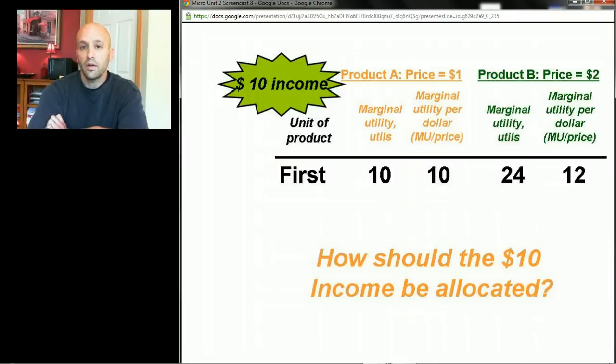The green side represents the information for good B. That first unit of good B is going to give him 24 utils. And since good B costs $2 each, he's getting 12 utils per dollar that he spends on that first unit of good B. So we're going to start spending his money until all of his money has gone away and see exactly what it is that he winds up buying.